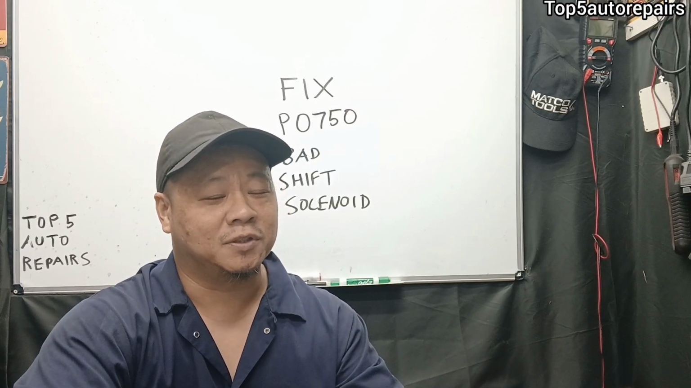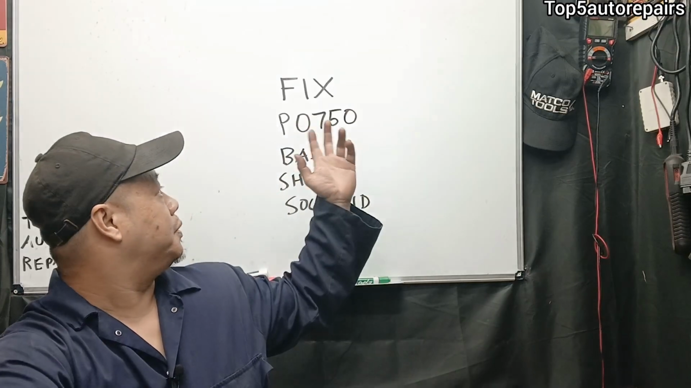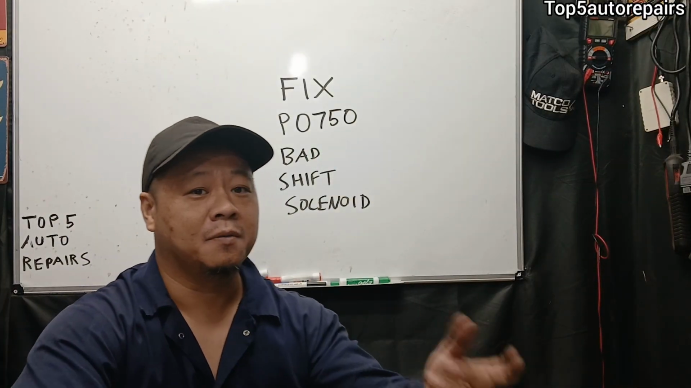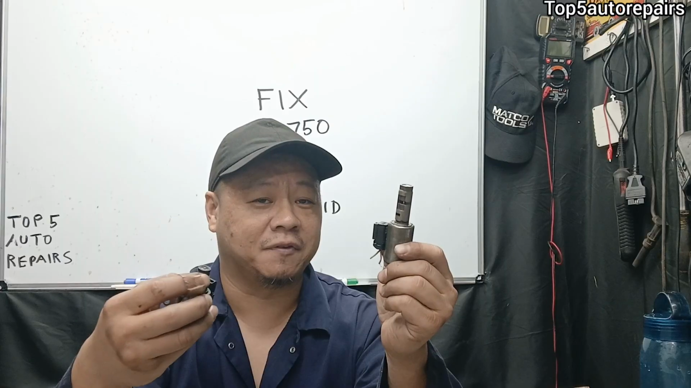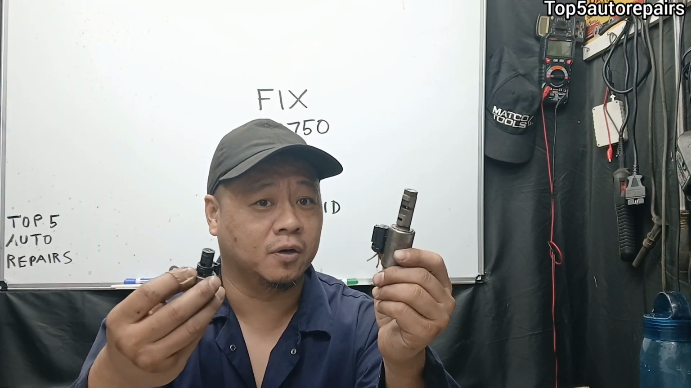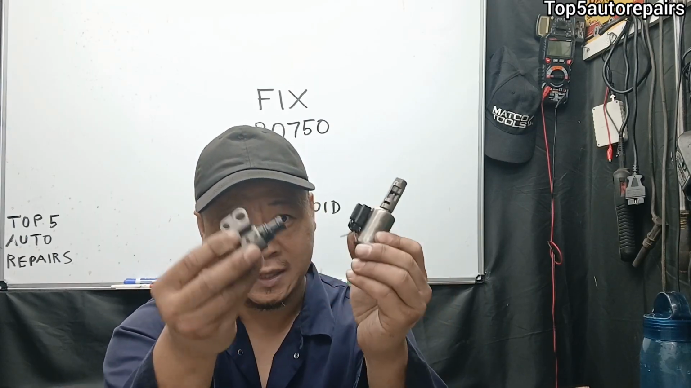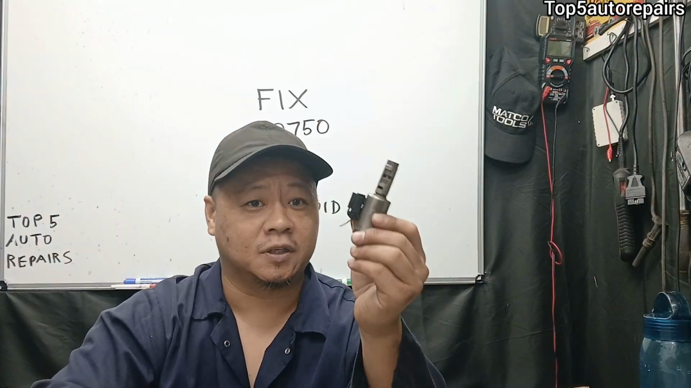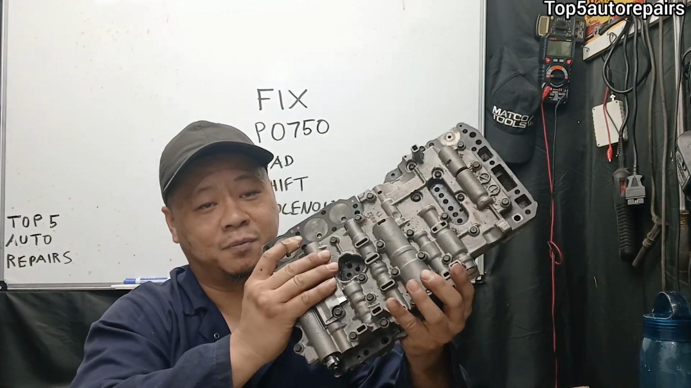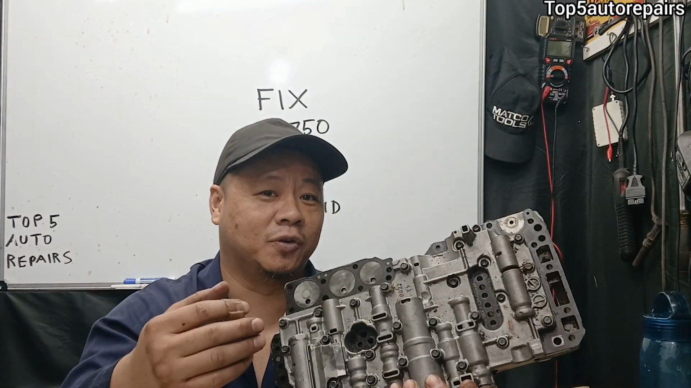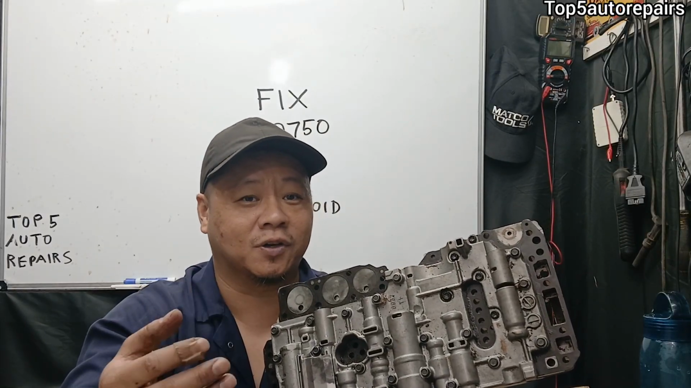Today's topic, I'm going to show you guys how to fix the P0750 bad shift solenoid code. If you're getting a P0750 code, most likely one or more of the shift solenoids is bad. The shift solenoid is located on the valve body, and when it starts to fail, it's going to cause all sorts of issues.